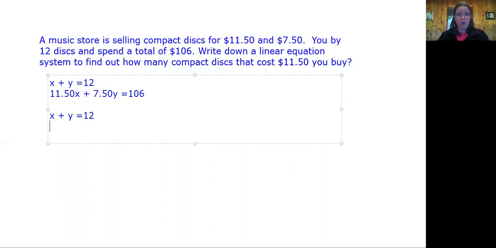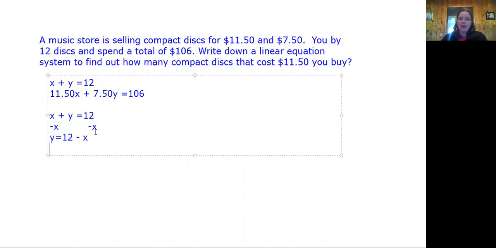And so in order to solve for Y, we would say that we're going to subtract X here, and we're going to subtract X here. And so our new equation will be Y is equal to 12 minus X. Okay? So now what we want to do is take this equation here, and we're going to stick in our 12 minus X into our Y term up here. So this will look like 12.5X plus 7.5 times our new Y value, which is 12 minus X. And that will be equal to 106.